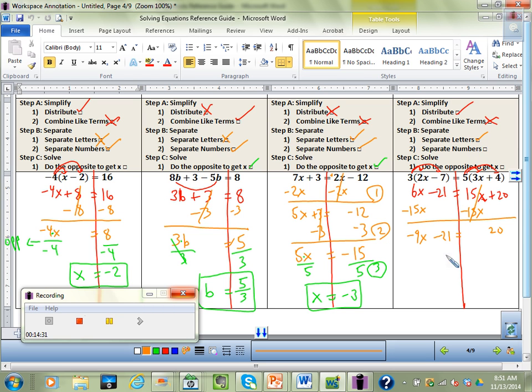Now I want to undo the 21. Opposite of subtracting 21, add 21. Remember the opposite operation, so don't say positive, say add. So negative 9x, that's 0. $20 plus $21 is $41. So I separated, now I solve. Opposite of multiplying by negative 9 is dividing by negative 9. That leaves me with x equals positive divided by negative is a negative 41/9. For the test, or the quiz, you can leave it in fraction form.